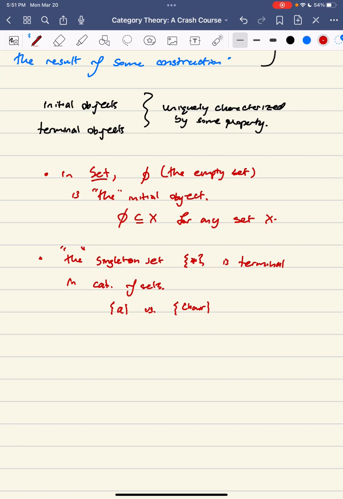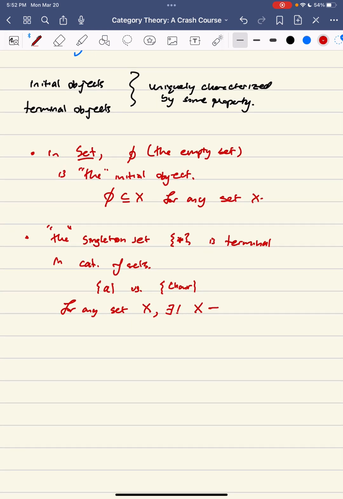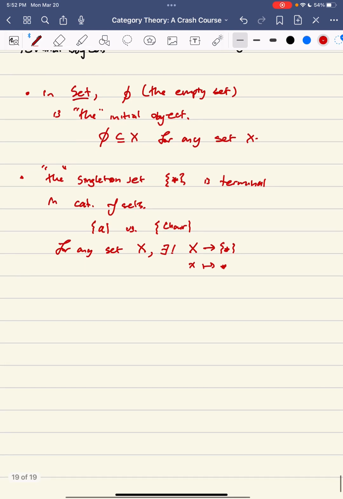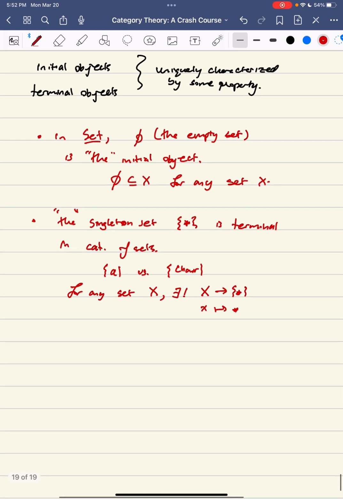It's a set containing only one element, and the important property is that for any set X, there exists a unique function from X to that set. In this case, you just send X to the only element of that set. You send it to asterisk. Whether it be A or chair, it doesn't really matter. And we saw that this determines the set containing only one element up to isomorphism, up to bijection of sets.